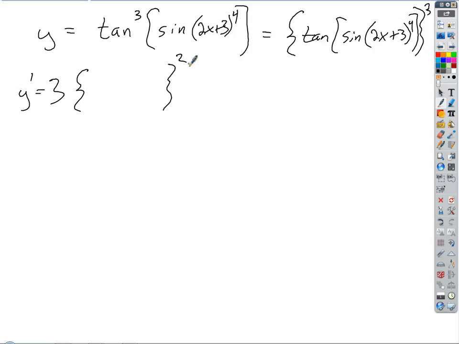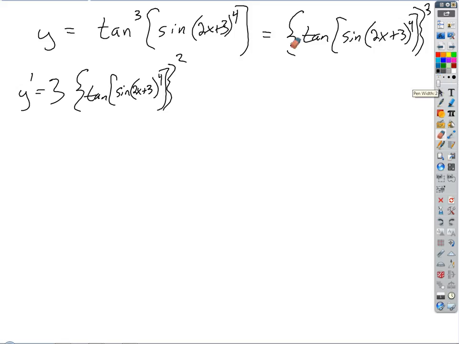Once again, you notice I didn't even write in what's inside there, because I don't want to contaminate the process. The first layer was just something cubed gives 3 times something squared. Now that we've done the first layer of the derivative, we can go back and fill in what's there. So it's the tangent of sine of 2x plus 3 to the 4th, in brackets.